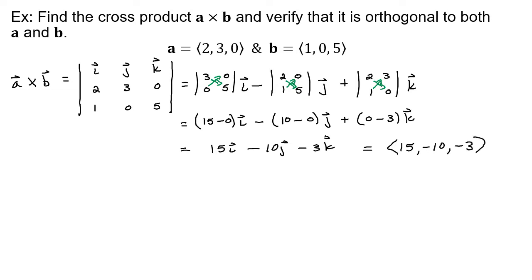And so that would be my cross product. That is this vector here. This is a vector orthogonal to both a and b. And I can verify that for you. I'll do that on this one.